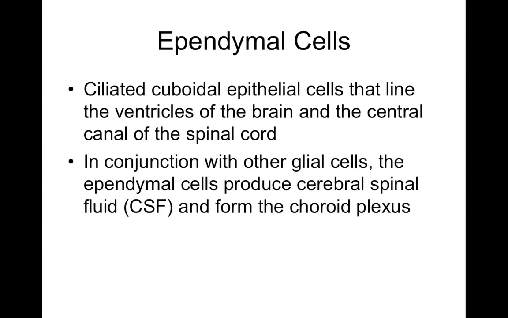Ependymal cells are like a ciliated cuboidal epithelium. What was the function of cilia? Yeah, to move stuff, right? Kind of wave around. They can help move material across the cell surface. And then cuboidal epithelium is really good at secreting. So you find it in glands.